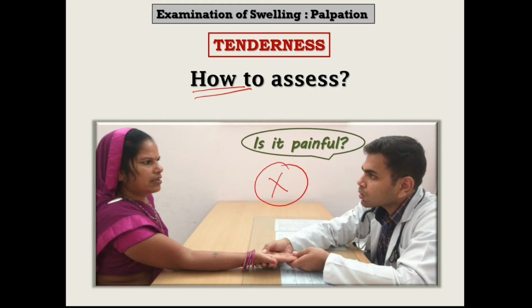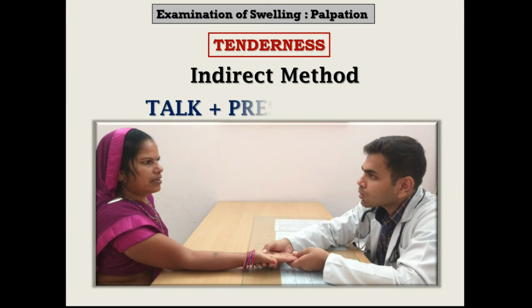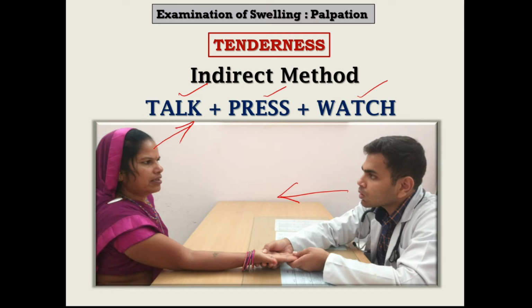So this method is not accurate, and the real method is the indirect method, in which you have to do 3 acts simultaneously: talking, pressing and watching. First, you will have to talk to the patient, and this talk should not be about his problem. It should be about something different, say about the family or about the residence or about occupation, so that patient's mind is diverted away.